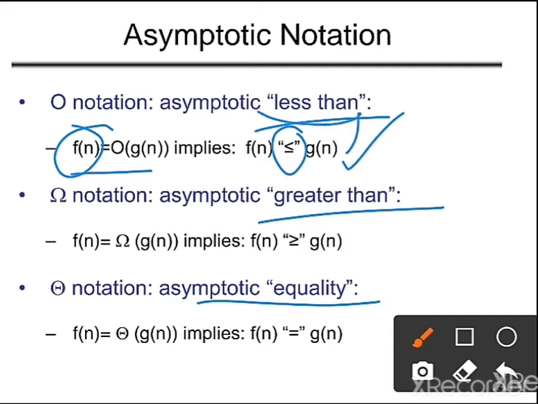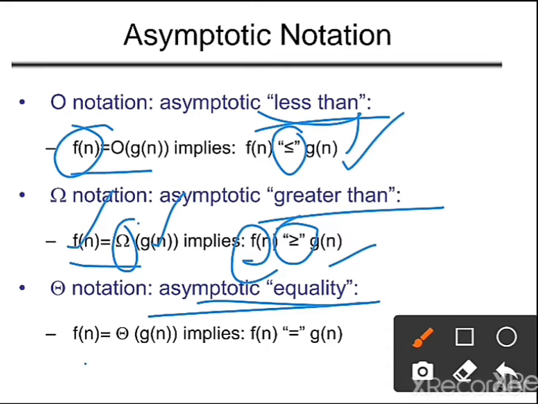And here f of n is equal to omega of g of n. f of n is one function, g of n is another function, and if f of n is equal to omega of g of n, it implies that this function f of n is greater than or equal to g of n. And asymptotic equality, that is f of n is equal to theta of g of n, implies that these both functions are the same or equal.